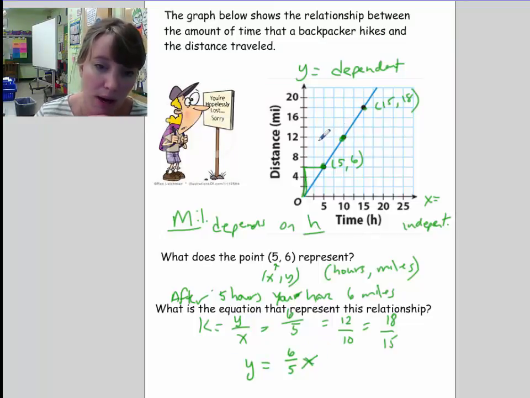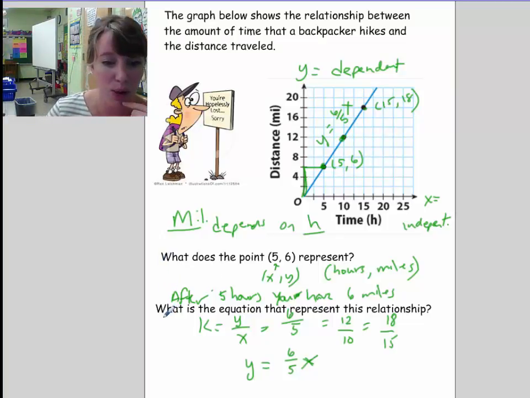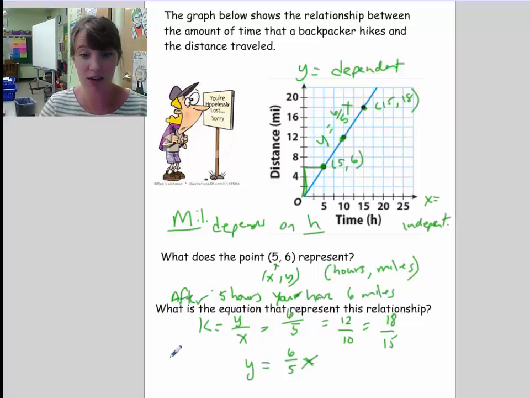Sometimes when we have this on a graph, it's good policy to put the equation of the line on the graph. Okay, so we've gone over what a point means, we've gone over how to find an equation, and we've gone over proportional relationships. That's the end of the lesson for today.